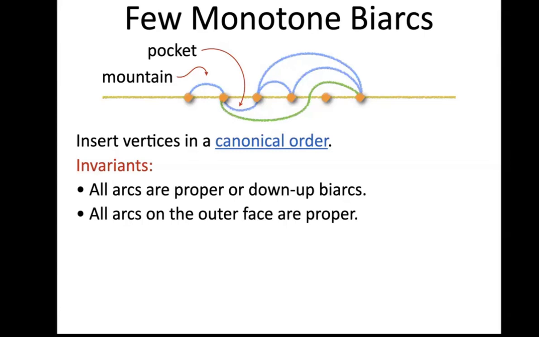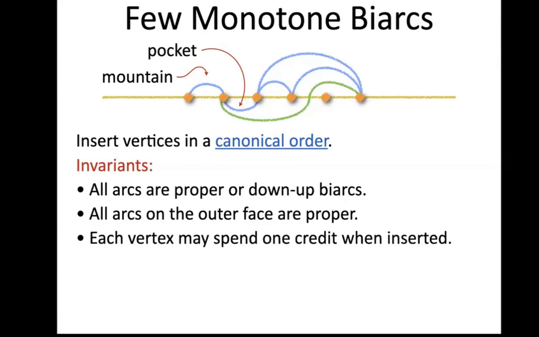The lower envelope will always be the very first outer edge between the first 2 vertices. And everything will happen kind of above. That's this inside-out spirit of the canonical ordering provides. And they are all proper, so there's no biarc on the outer face. We have only pockets and mountains that we connect to.